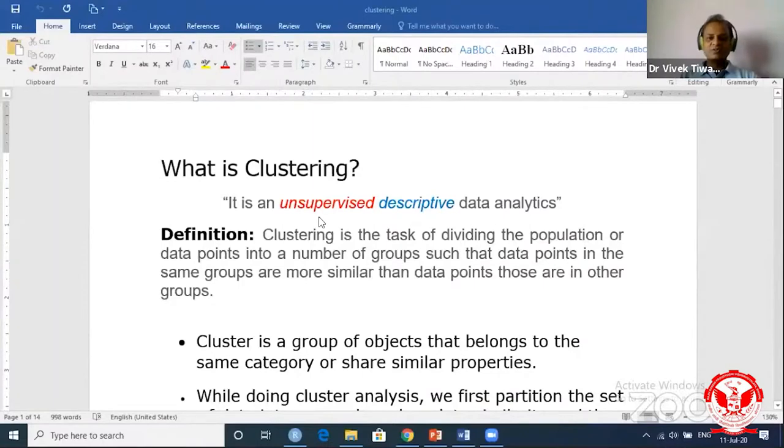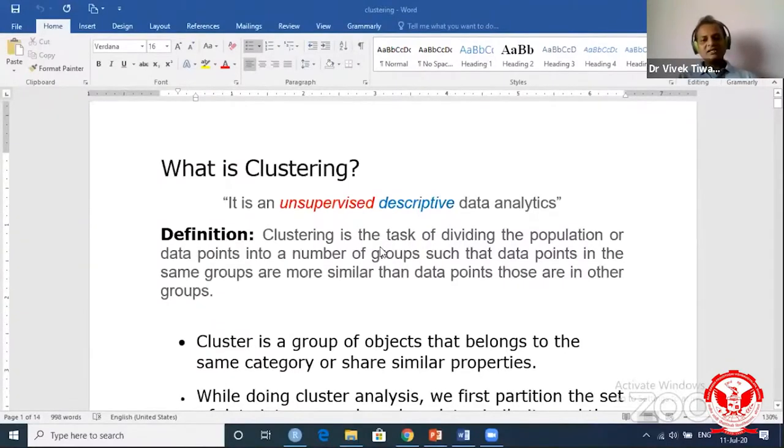Clustering is unsupervised descriptive data analytics. And I have explained in detail what is the meaning of the word descriptive over here, and what is the meaning of unsupervised over here. So that thing I was explaining. So I was reading that line over there.